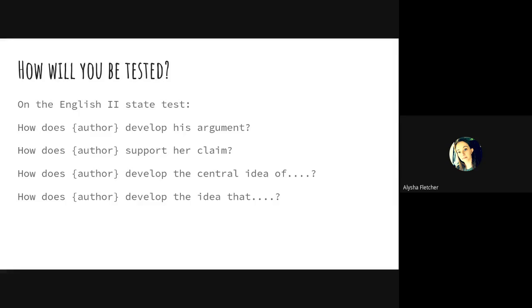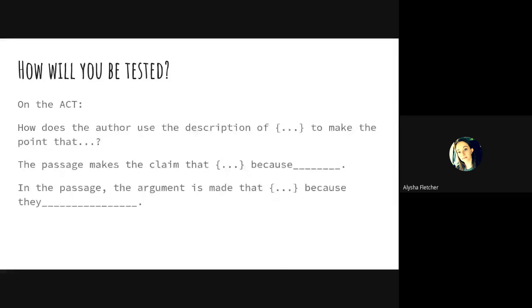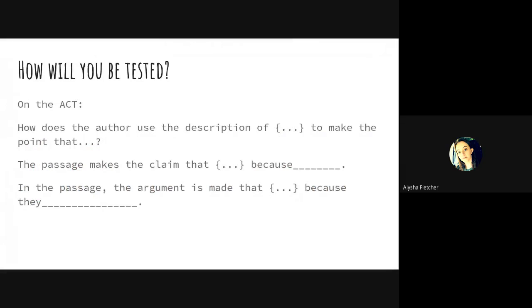On the ACT, it looks a little different. How does the author use the description of something to make the point that? So you're going to look for that structure of a description. The passage makes the claim that this claim because, and then you're going to fill in the blank with your correct answer choice. Or in the passage, the argument is made that whatever the argument is, because they, and then you're filling in the blank with the correct answer. So you still have to look for those structures to answer your questions, even though they're not actually asking you what type of text structure is this text.